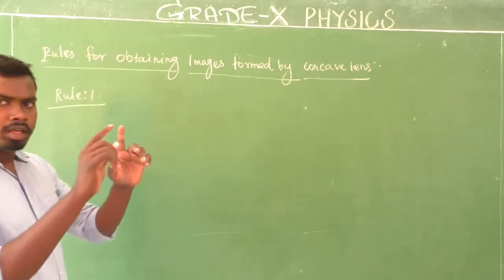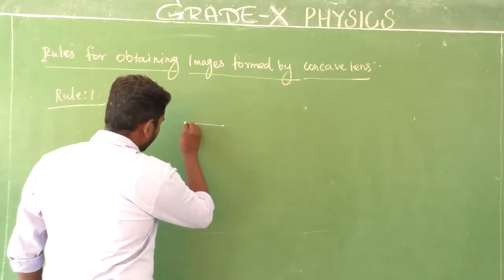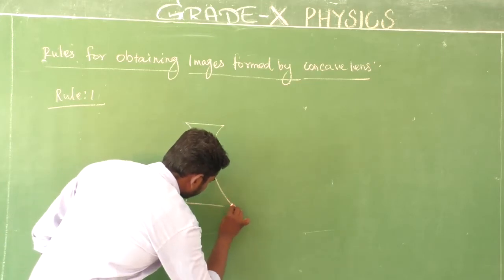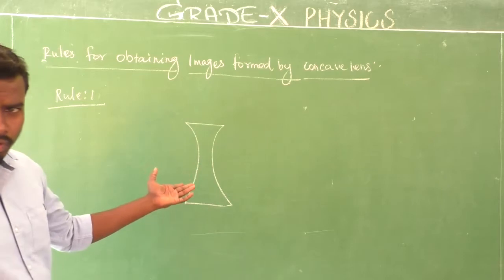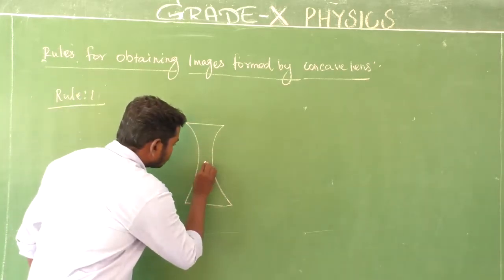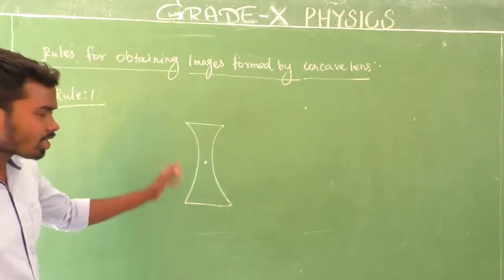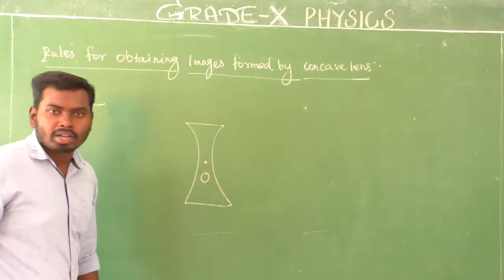First draw a concave lens. Yes, this is a beautiful concave lens. The center part of a concave lens is the optical center. The optical center is denoted by the capital letter O.